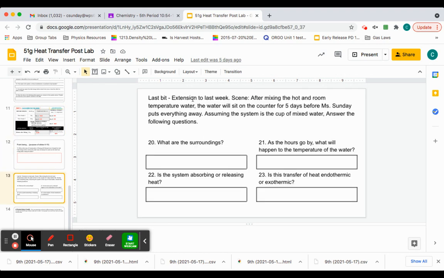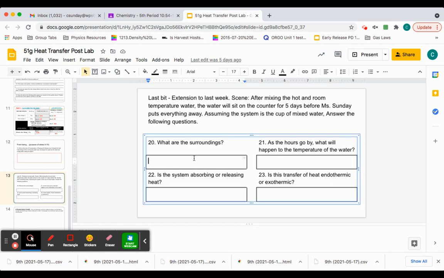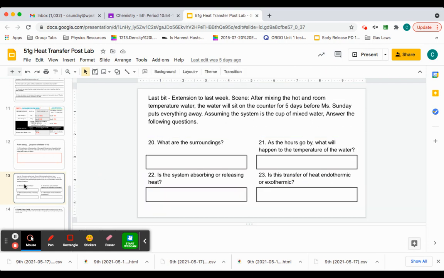And then this is our last bit extension to last week. We have a scene. After mixing the hot and room temperature water, the water will sit on the counter for 5 days before I put everything away. Assuming the system is a cup of mixed water, answer the following questions. So I want you to tell me what are the surroundings? As the hour goes by, what happens to the temperature of the water? Is the system, meaning is the cup of mixed water absorbing or releasing heat? And so then is the transfer of heat endo or exothermic?